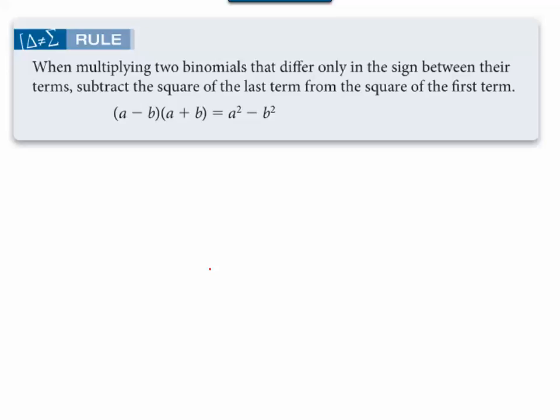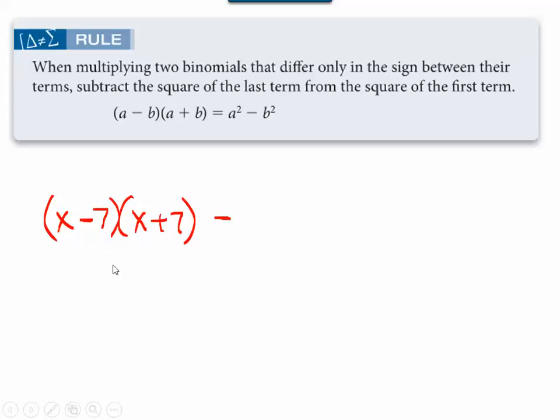Alright, and again, we're just recognizing the pattern. If the pattern fits, then we're going to give the answer here. So let's look at an example. How about x minus 7 times another x plus 7? I'm going to do it the long way, see what happens, and then we'll shorten it up.